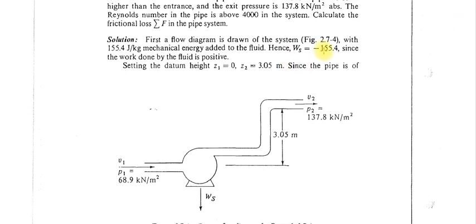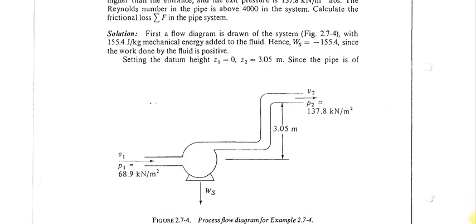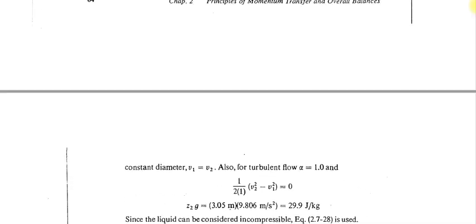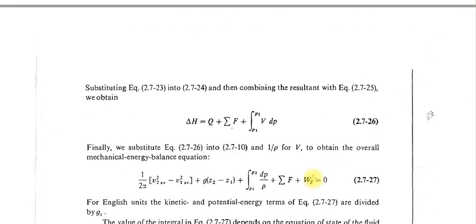Ws is minus 155.4 joules per kg. When we are solving the equation here, we are using the plus sign. That means here you assume that work done on the system is negative and work done by the system is positive. But if you are using the negative sign, then you can assume that work done on the system is positive and work done by the system is negative.